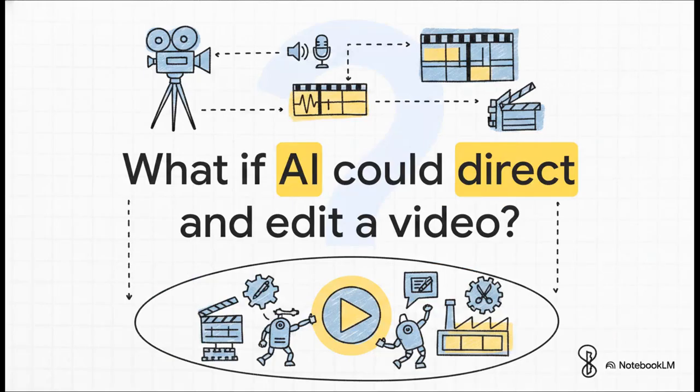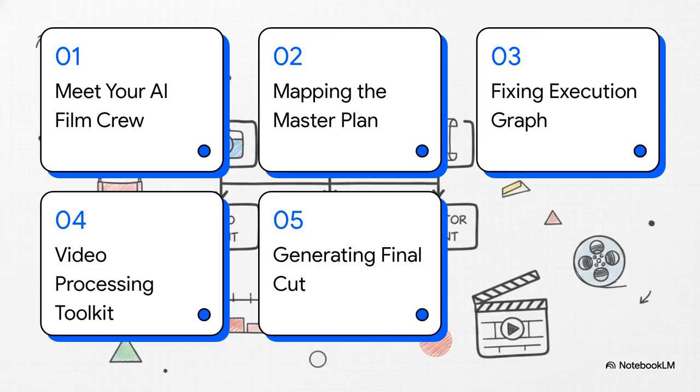What if an AI could direct, transcribe, and edit a video all on its own? We're talking about a multi-agent system that acts as an entire film crew, handling all the heavy lifting of video production. And honestly, the best part? We're going to see how this system lets you get this factory floor up and running without even needing any API keys to start. So here's our blueprint for today.